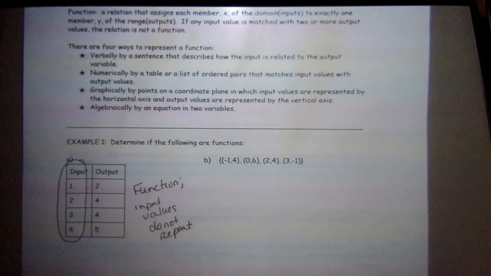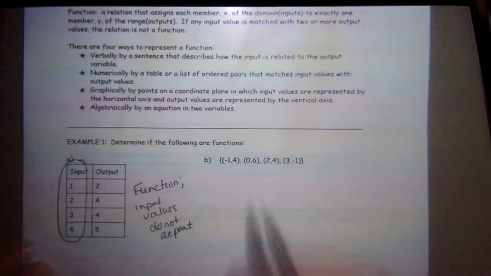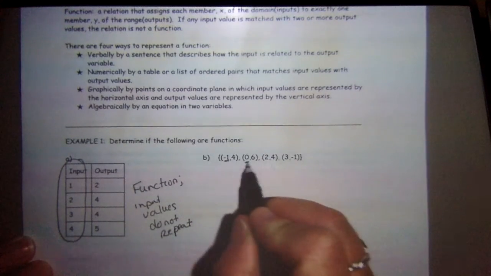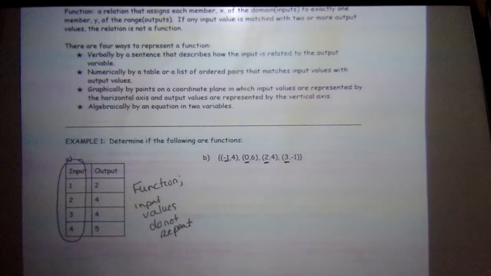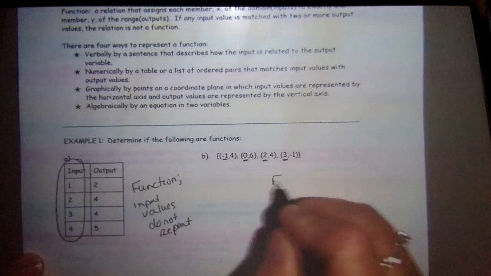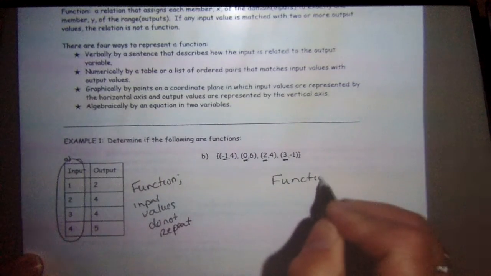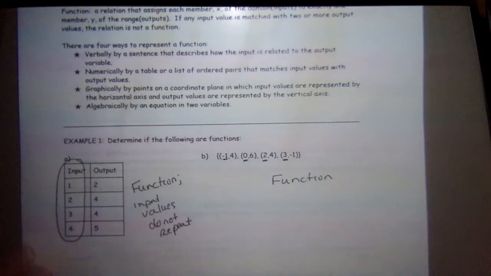But what about ordered pairs? We've got -1, 0, 2, and 3. Are those all different? They are all different, so it's a function. Same reason. Questions on those?